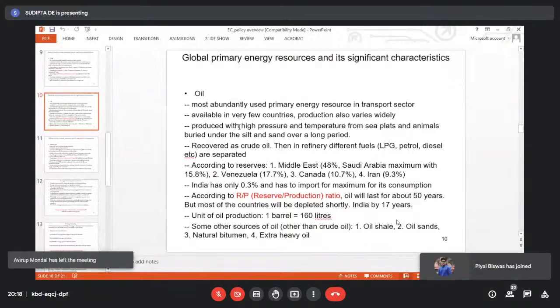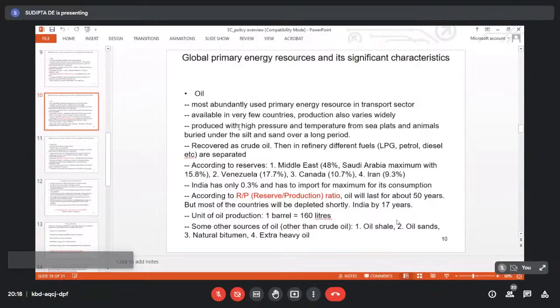So that's why the composition of coal and oil is also different, because the original input to the formation of these two fossil fuels is also significantly different.